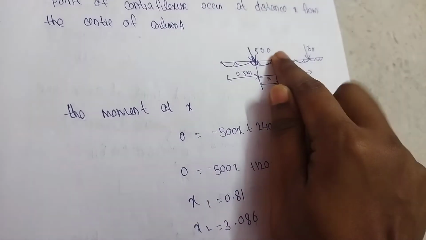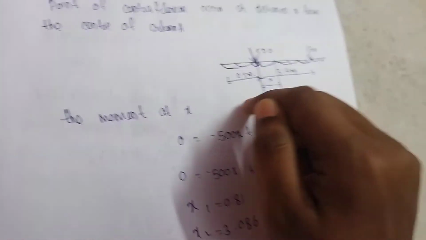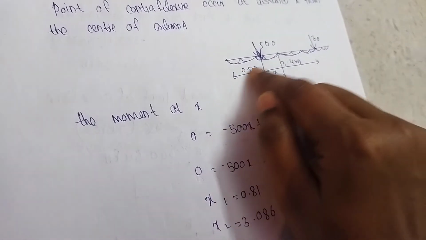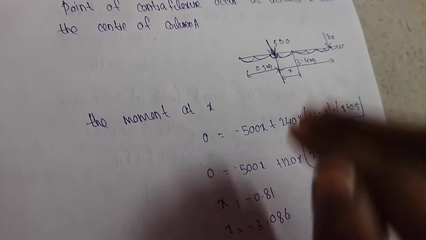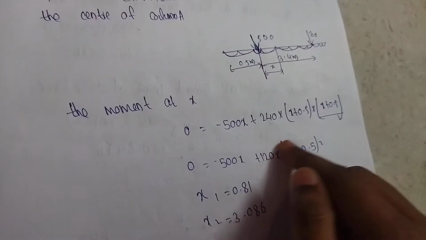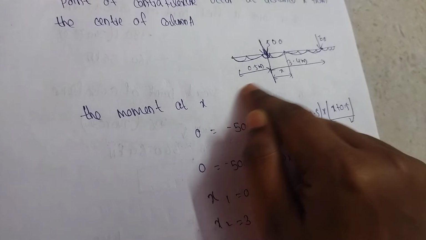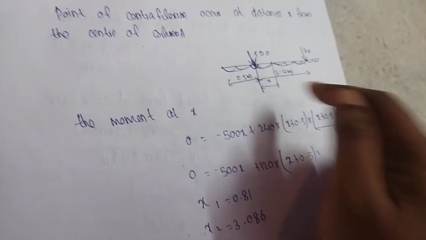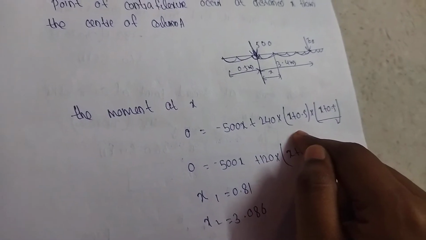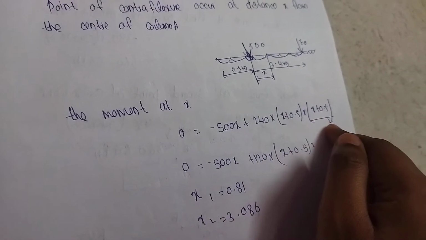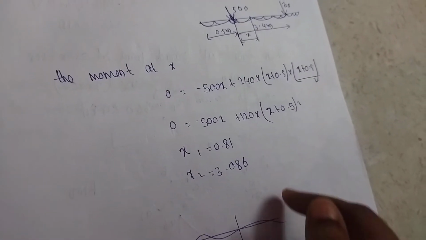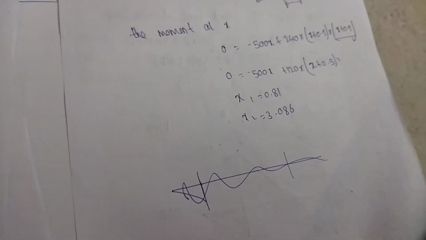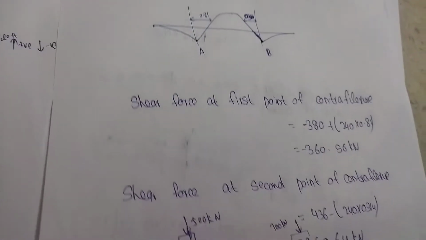Then 500 into x minus 500 into x, then 240 UDL, or pressure, is acting from the soil towards this footing, that is 240. Take this distance as 0.5 meter and x. So 240 into x plus 0.5 into x plus 0.5 divided by 2. So that gives the x value.